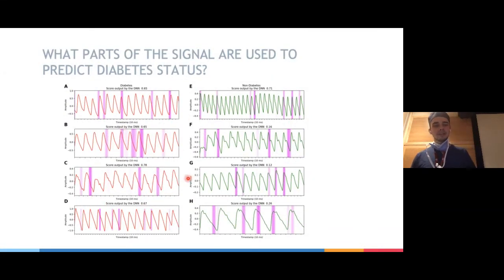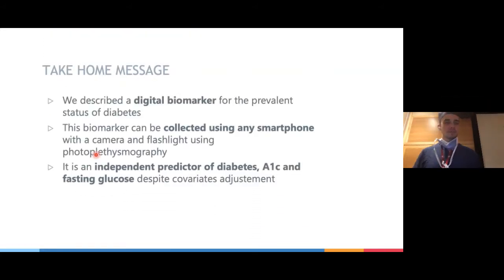And we found that features like heart rate variability, the wave morphology, and the absence of a dicrotic notch were features that were used for diabetes. We also find that the presence of a dicrotic notch, the upslope, and the heart rate were also important for predicting non-diabetes status.